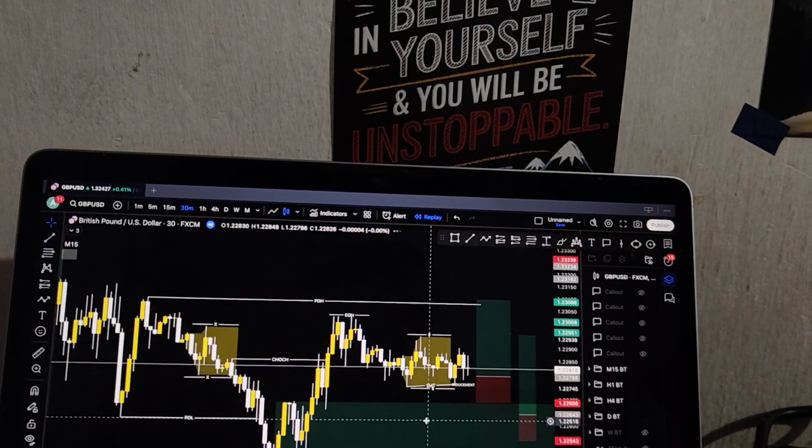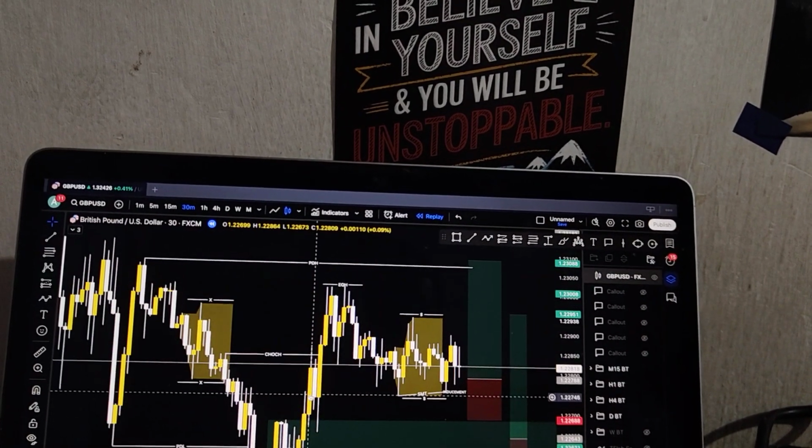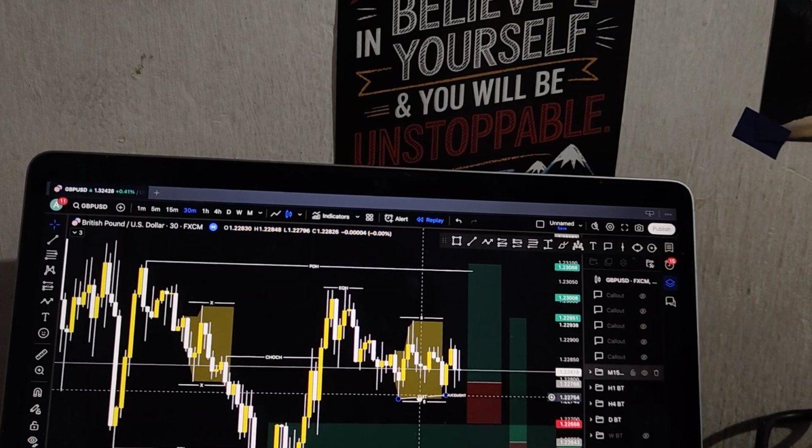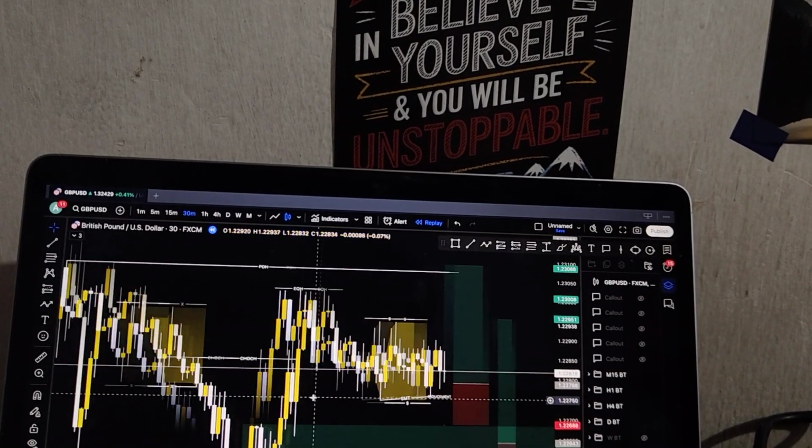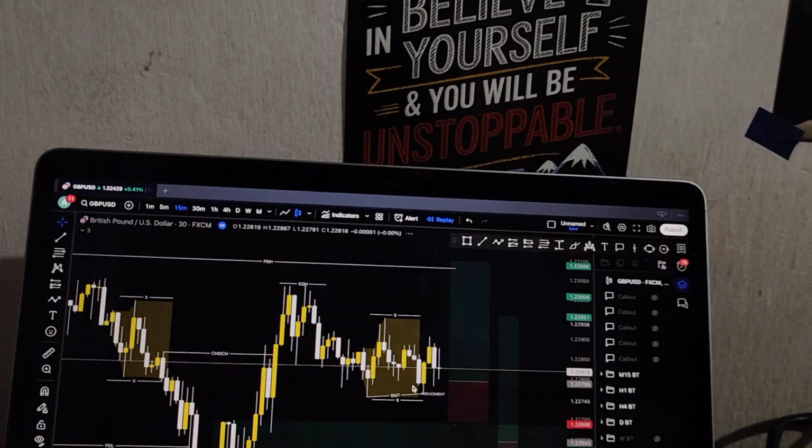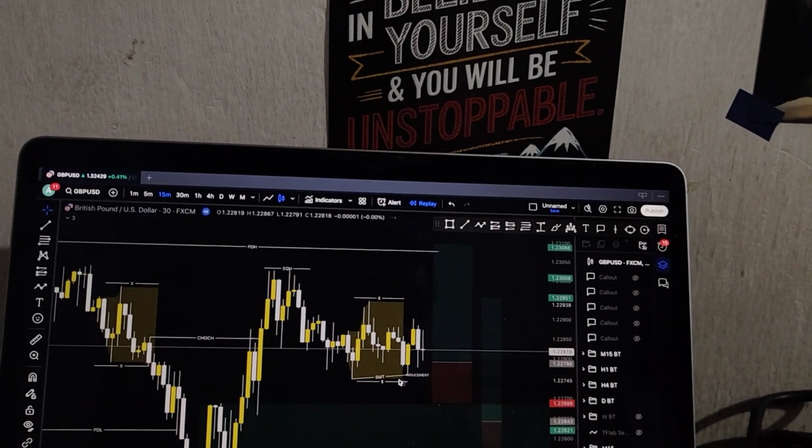So this demand zone was on hourly. There was a demand zone here, as you can see, but this demand zone was already in the Asian range, so we don't consider that. We can consider that, but no, personally I don't consider that.